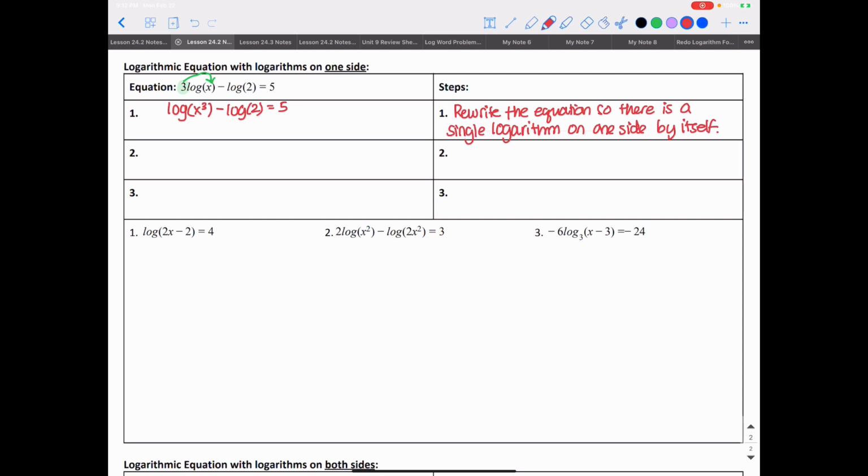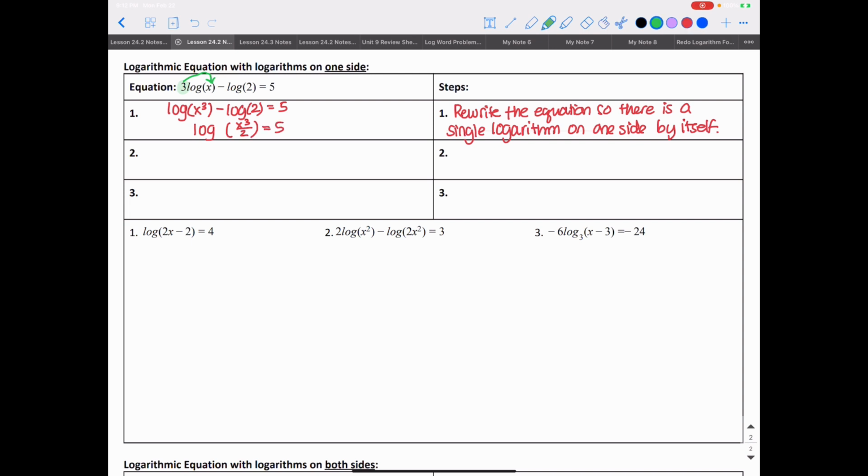And then I can consolidate these two logarithms with the same base. So I'm going to have log of, I'm going to divide. If I see subtraction in between two logarithms, to combine them, I'm going to divide. I have x cubed divided by 2 inside is equal to 5.